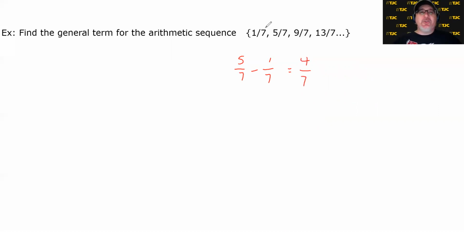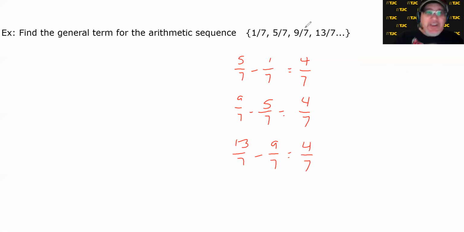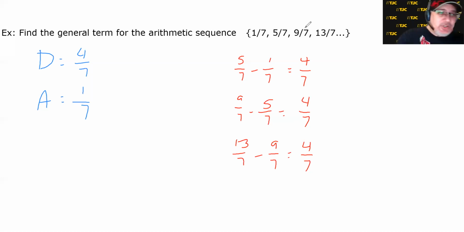But we were verifying that this was an arithmetic sequence by subtracting consecutive terms, 5/7 minus 1/7. Now let's look at 9/7 minus 5/7. That's still 4/7, because if I didn't tell you that it was an arithmetic sequence, you would have to verify it first in order to do what we're going to do. So we verified that the common difference is 4/7, and the first term is 1/7. So what's the nth term?